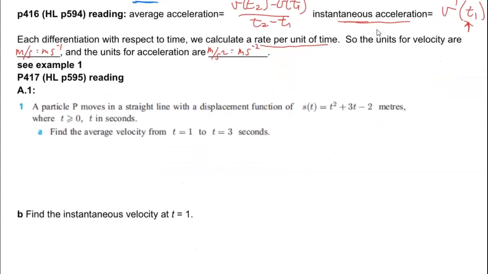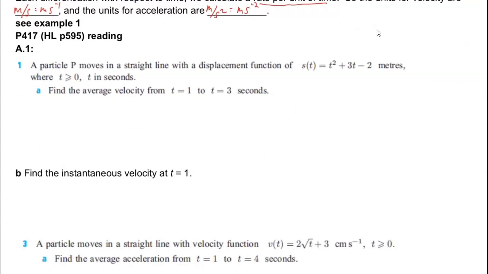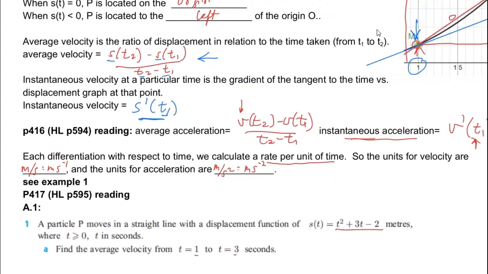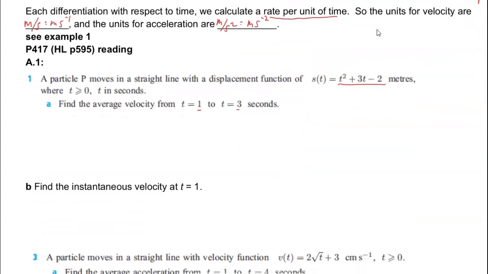Number 1, a particle P moves in a straight line with a displacement function there, where t is greater than or equal to 0 and is in seconds. Find the average velocity from t equals 1 to t equals 3. Okay, so remember, average velocity is this formula right here. So we're just going to write the formula. So average velocity is s(t2) minus s(t1) divided by t2 minus t1.